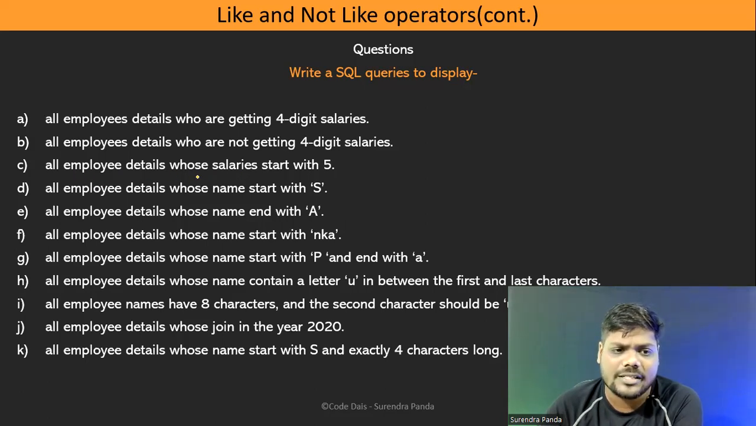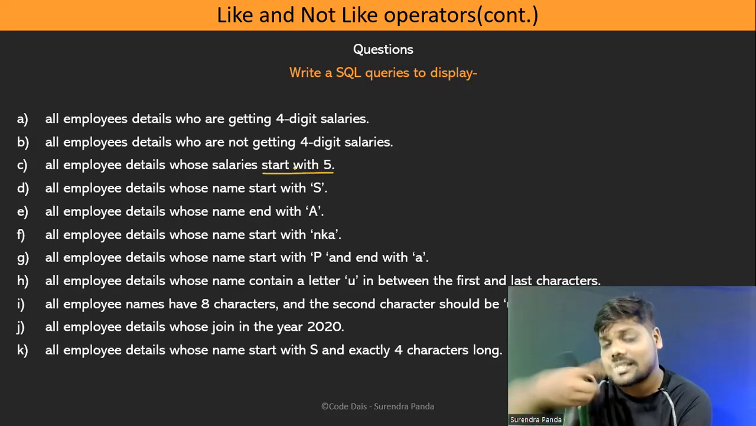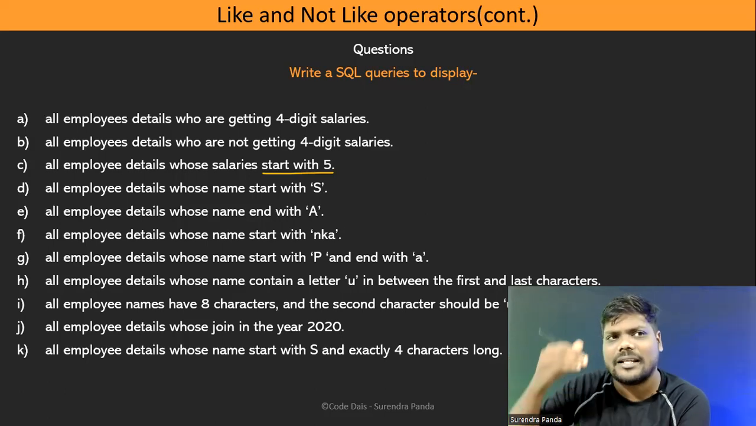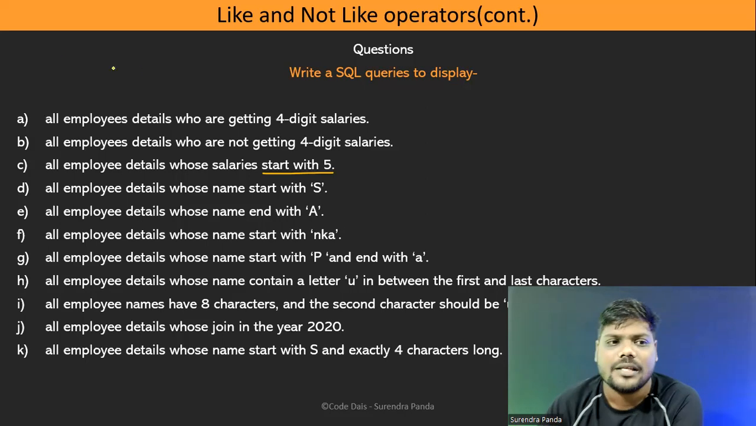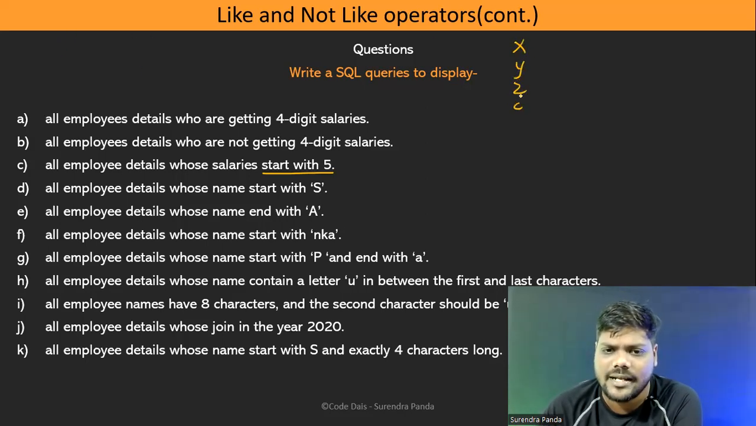Next, display all the employee details whose salary is started with 5. After that, no problem, it can be 3 characters, 4 characters, 5 characters. Just think a minute about it. I have employees like X, Y, Z, I, J, K. These are the employees.